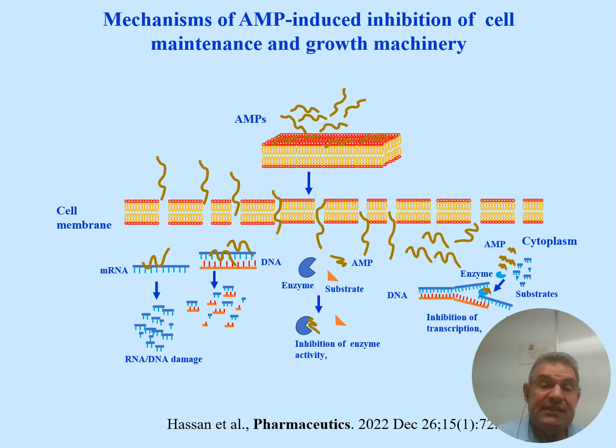The first one is interference of the antimicrobial protein with RNA and DNA to induce DNA and RNA damage. The second one is interference with cellular enzymes to prevent the binding, as a competitive inhibition, to prevent the interaction or the binding of enzymes to their corresponding substrates.